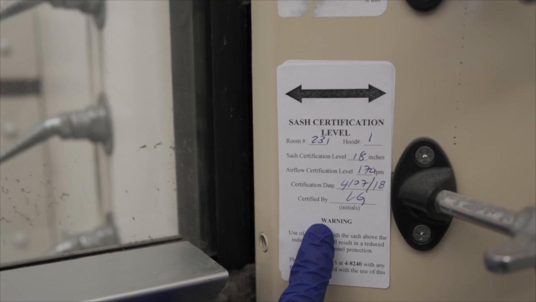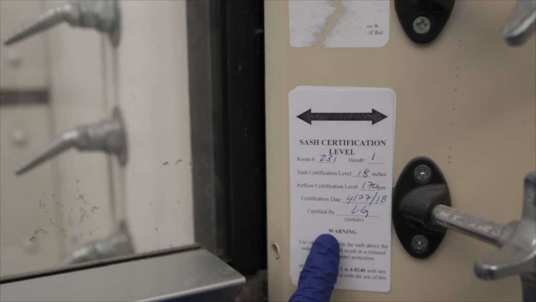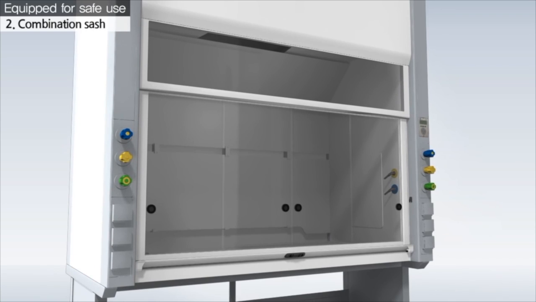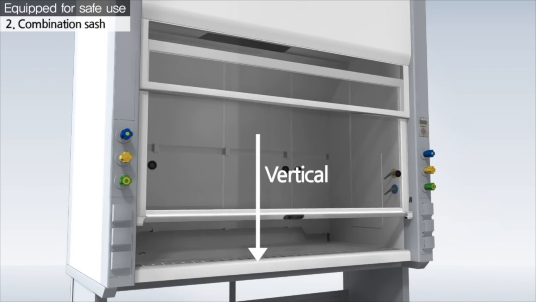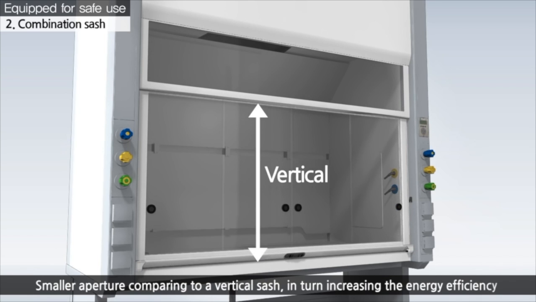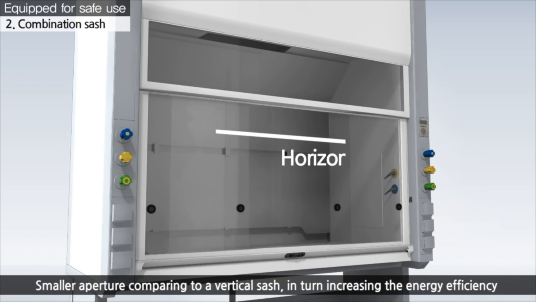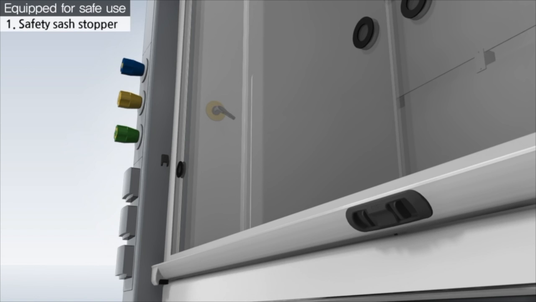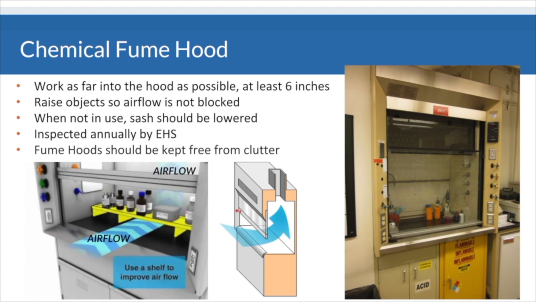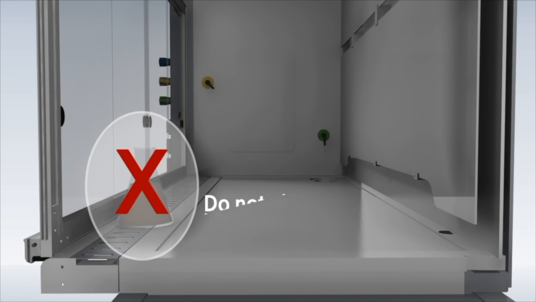EHS staff certify and test all fume hoods on campus annually to make sure that the airflow velocity is adequately protecting you. The sash on a fume hood slides either vertically or horizontally and is designed to shield you from chemical splashes, flying debris, or inhalation of chemical vapors. Make sure you are working with the sash as low as possible and also work at least 6 to 8 inches inside the hood for your protection.